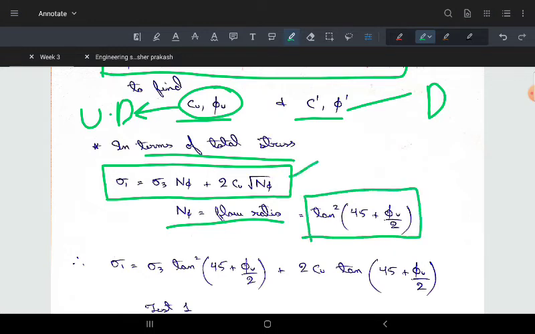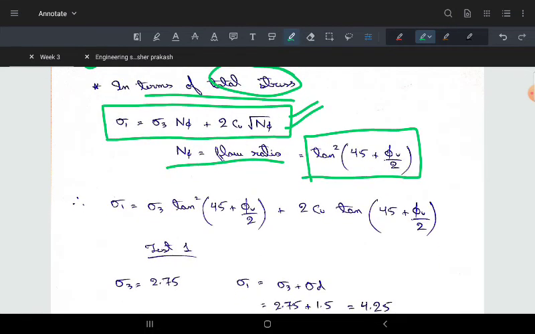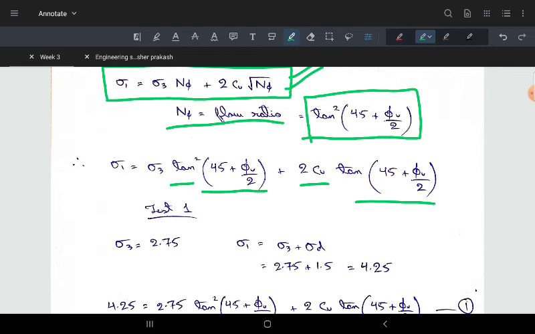This is an important equation. You will be using this more often when you are dealing with the shear strength of the soil. Sigma 1 is equal to sigma 3 N phi plus twice c root of N phi. Why here c_u? Because we are doing it in terms of total stress. So sigma 1 is equal to sigma 3 tan square (45 plus phi_u by 2) plus 2 c_u tan (45 plus phi_u by 2).